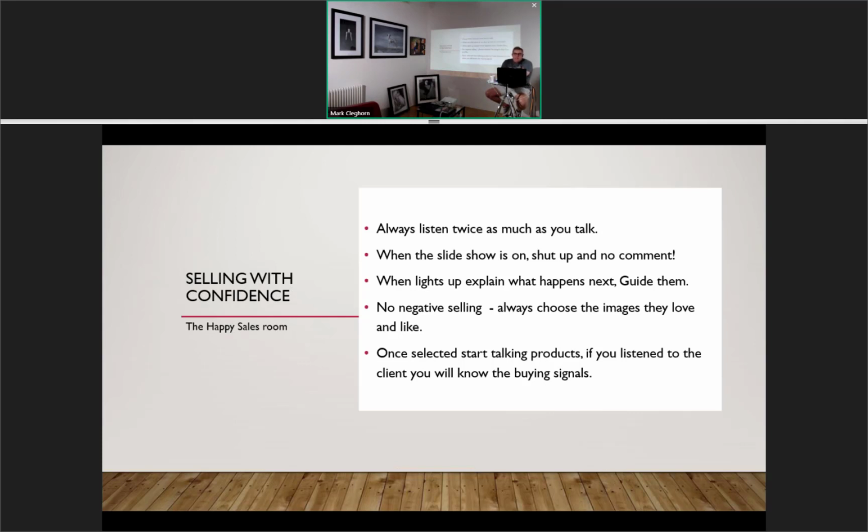That's absolutely key. We want to make sure that when the lights come up, we're going to explain to them what's going to happen. We're going to guide them through their selection to get to the best of the best. Remember words that you use. We don't want any negative selling going on. In other words, I don't want to use the words, okay, we can take out the ones you don't like.